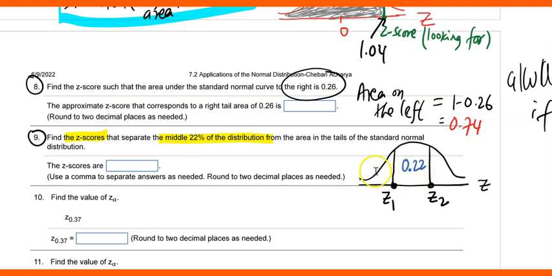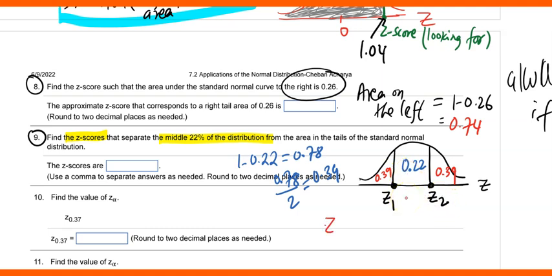Okay, if this area is 0.22, how much is this area and how much is this area? What do you think? You do that: 1 minus 0.22 is what? 0.78, right? And these 2 areas total to 0.78, and since they are halves of 0.78, half of 0.78 is 0.39. Therefore this area is 0.39, and this area is 0.39. You notice that the area on the left of z1 is 0.39. Makes sense? Therefore I'm looking for z1.